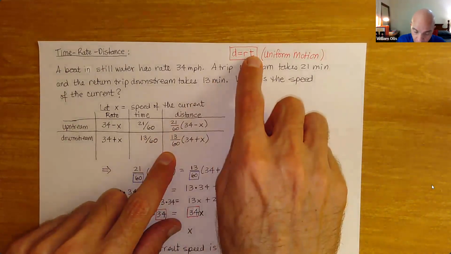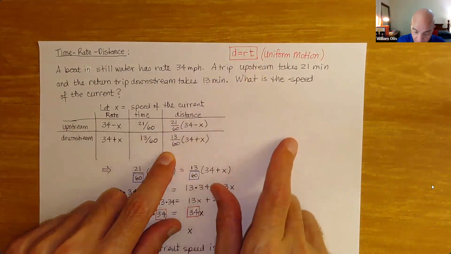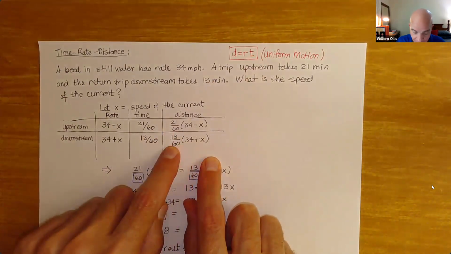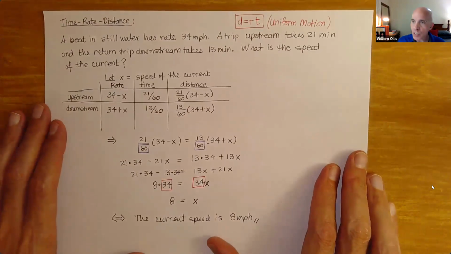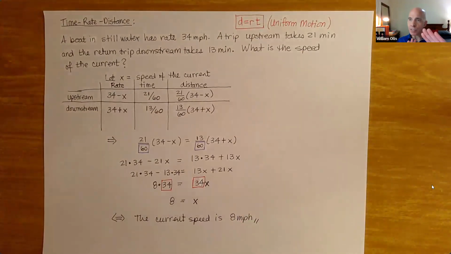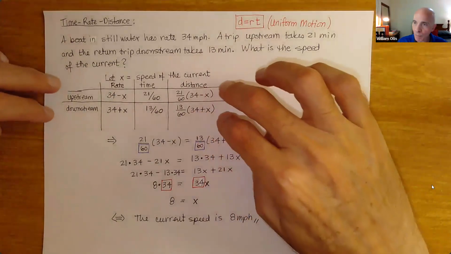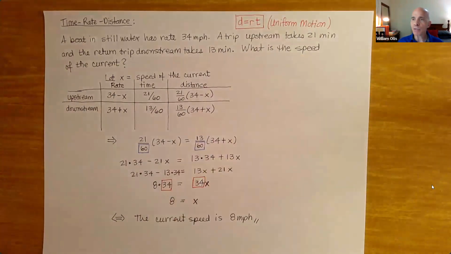And then, of course, we go back up here and find the distance, which is the rate times the time. The rate 34 plus x times the time, 13 over 60. Now, at this point, just like I said before, the distance up equals the distance back. And so again, that is the piece of logic that ties these two parts together. So anytime you do a time, rate, distance problem, there will be some piece of the story that will allow you to connect the two pieces, always.